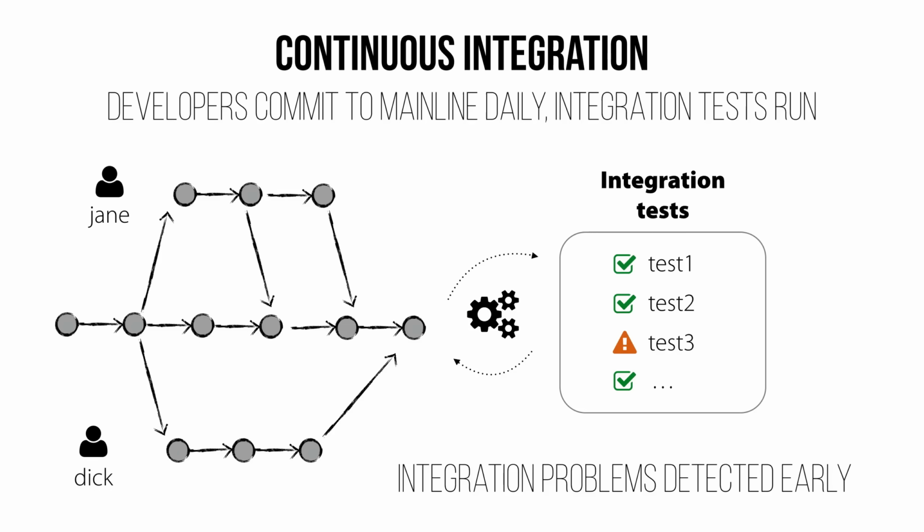Continuous integration is taking that one step further. So continuous integration means that developers commit to the mainline daily and integration tests run in an automated fashion. So Jane is working on stuff and Dick is working on stuff. And then a couple times a day, Jane merges her code into the main line of development, which is indicated on the center. And then maybe that's the stable code. Maybe it's just the code that's the main line and everybody's working on it. But the point is that people merge their things in and then a set of tests run to see if everything's still okay. And this is really important.